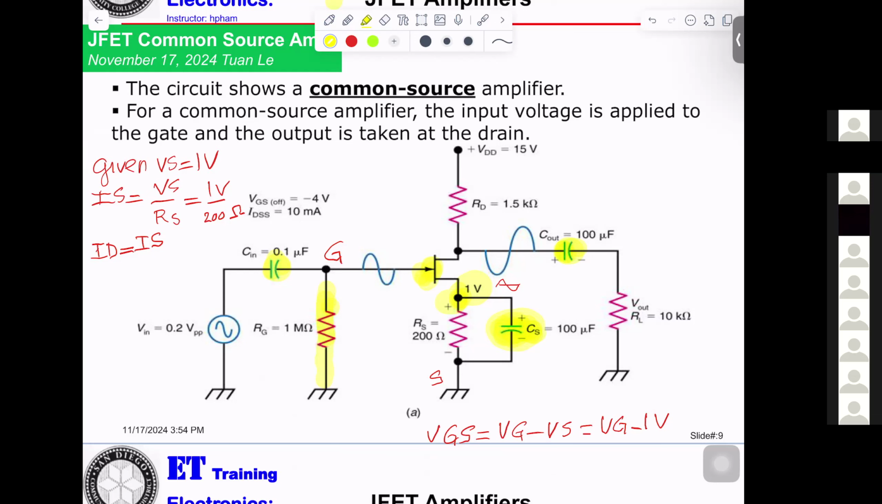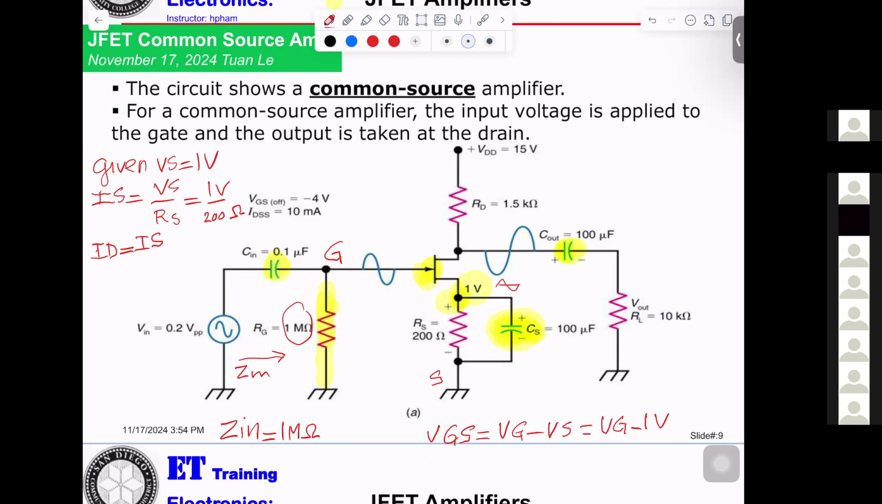Okay, now let's see. If they ask about input impedance, Z in, that means they're looking into it. Yeah, that's the 1 meg ohm. Yep. Okay, this one. Right.